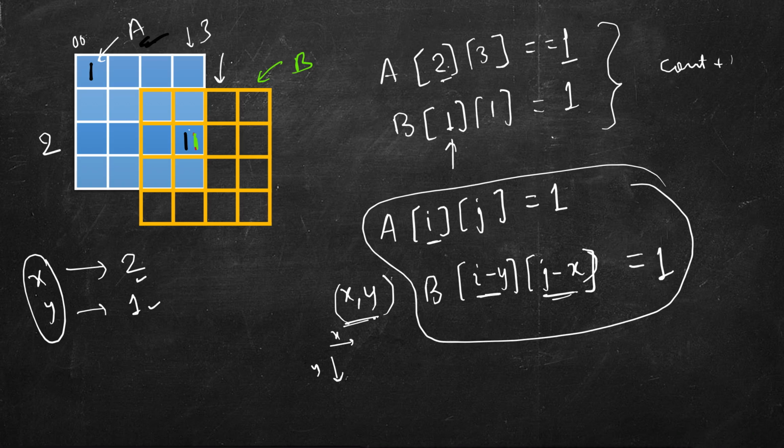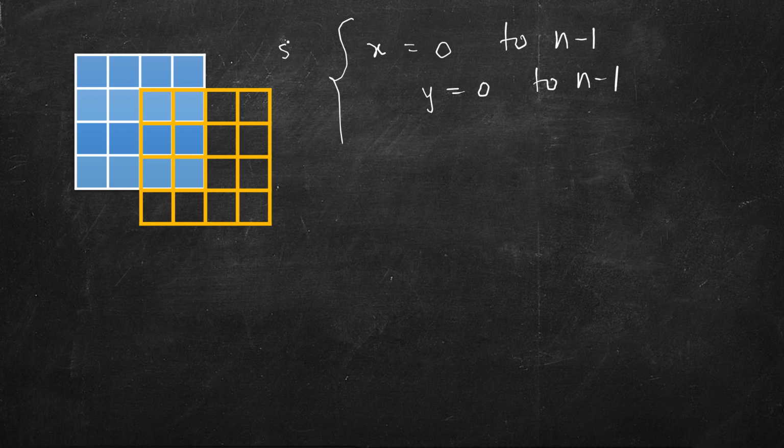So this we have to use in our code. So for shifts, how to take all the cases? X will be from 0 to n minus 1. Then in the next loop, we will have Y equal to 0 to n minus 1. So these are all possible shifts. And then here what will we check? We will iterate through all the pixels of A and B. You can iterate through one of them. The other one we can get from this relationship. X and Y we already have.